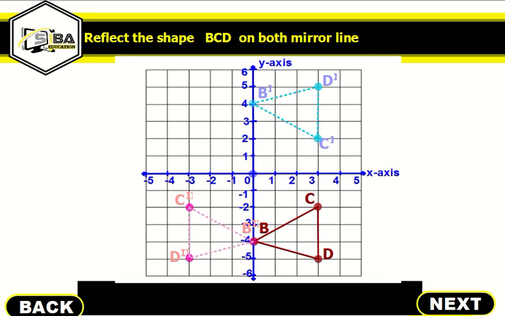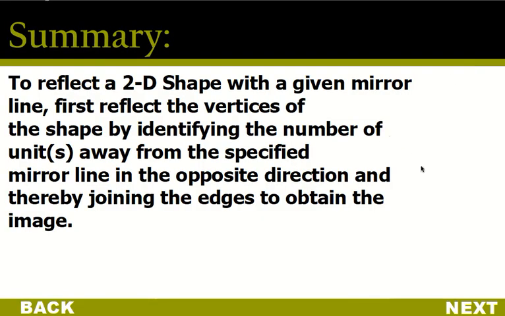I trust you enjoyed today's lesson. Then I have some exercises for you in your learning zone. But before then, what have we learned today? We learned how to reflect a 2D shape using the mirror line, which is the y-axis or x-axis, right? So to reflect a 2D shape with a given mirror line, first reflect the vertices of the shape by identifying the number of units away from the specified mirror line, which could be the x-axis or y-axis, in the opposite direction, and thereby joining the edges to obtain the image.